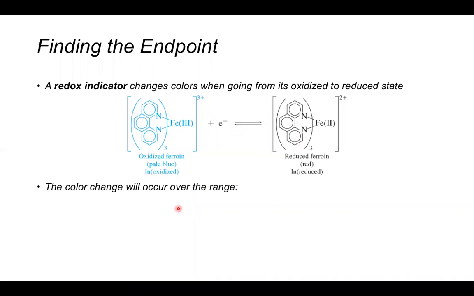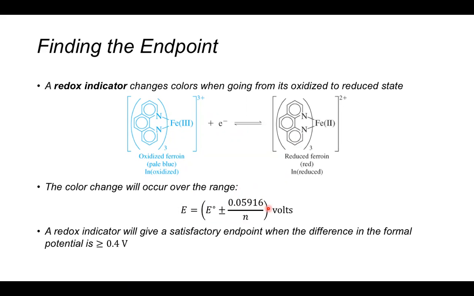The color changes will occur over the range where the potential is equal to the standard potential plus or minus 0.05916 over n, where n is the number of electrons in the reaction, and that is 1 in this case. So it would be the standard potential plus or minus 0.05916 volts in this instance. A redox indicator will give a satisfactory endpoint when the difference in the formal potential is greater than 0.4 volts.